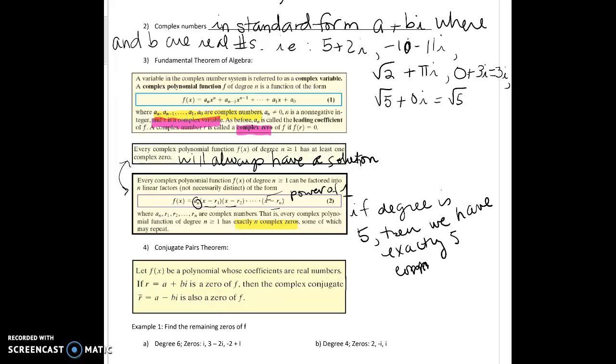5 complex roots or zeros, okay? Roots is used for zero as well. So we will always have at least one solution, and these are related, okay? If n is 5, then I have exactly 5 roots. If n is 4, then I have exactly 4 roots, and so on, okay?